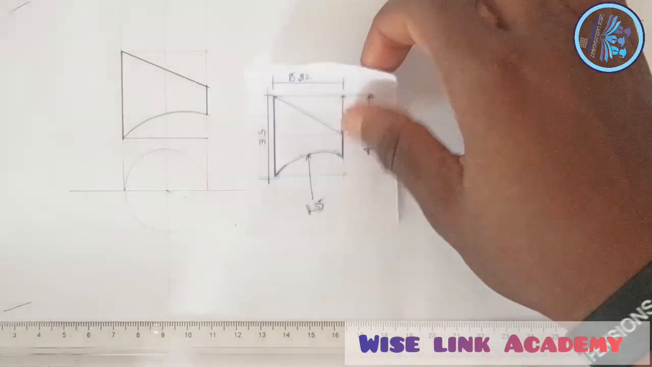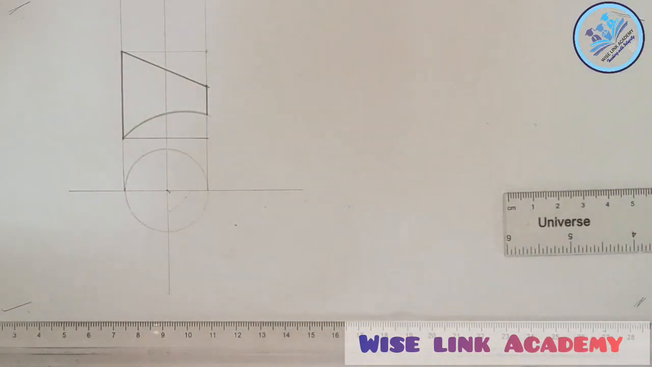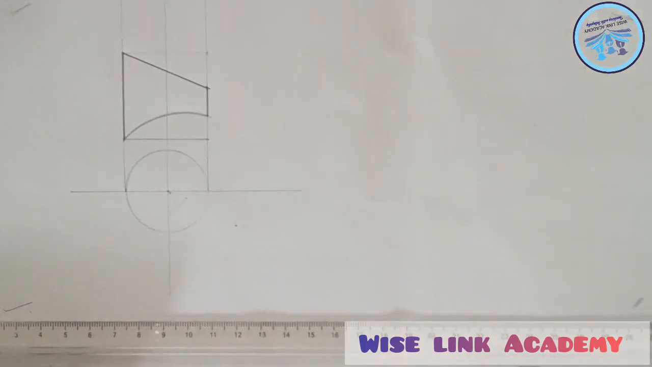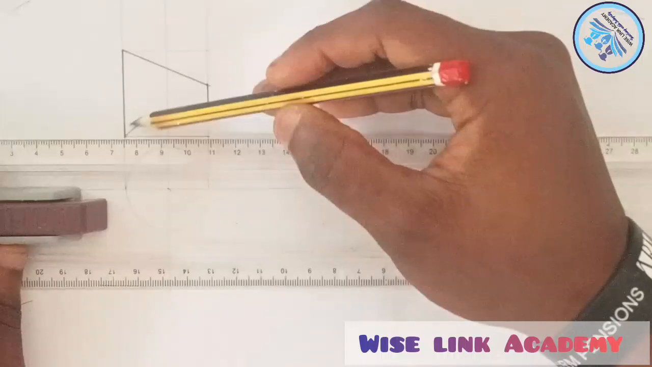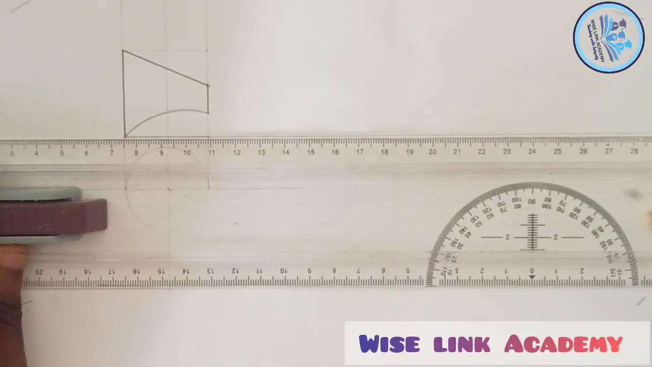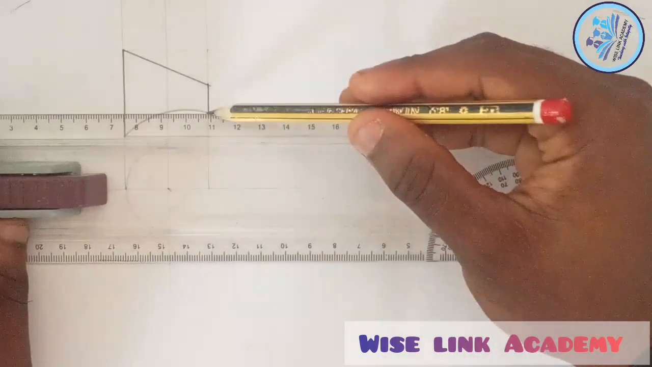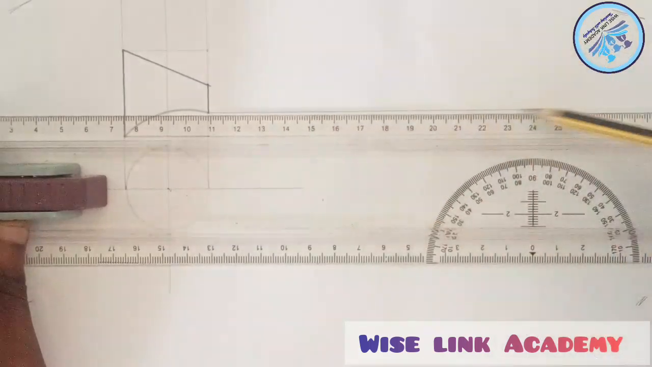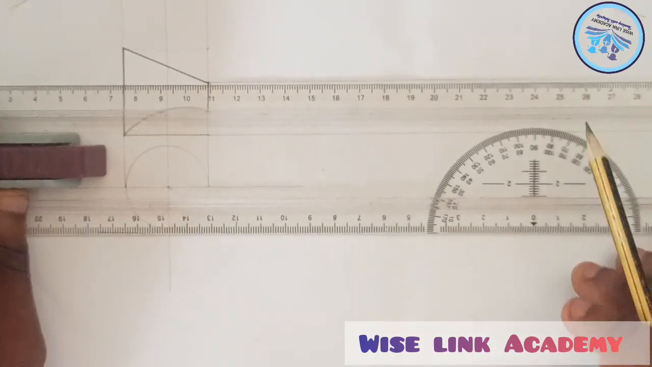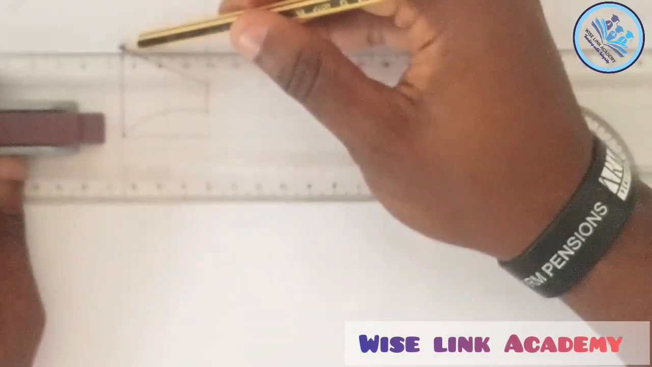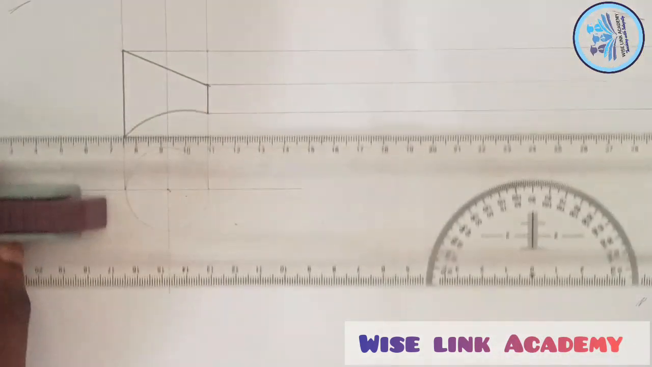So the next thing to do now is to what? Take my set square and project those lines horizontally. Take it this way, this point here, take it this way, right? This point here, take it this way. Likewise, this point here, take it this way.